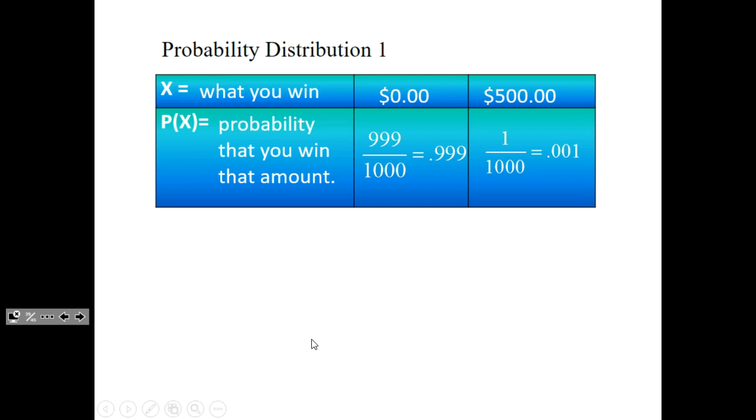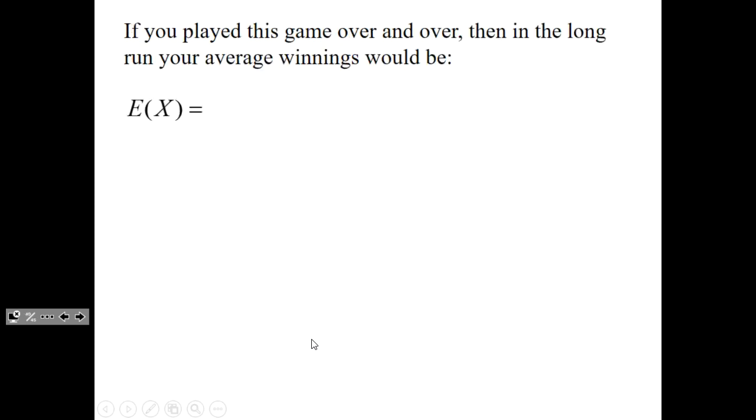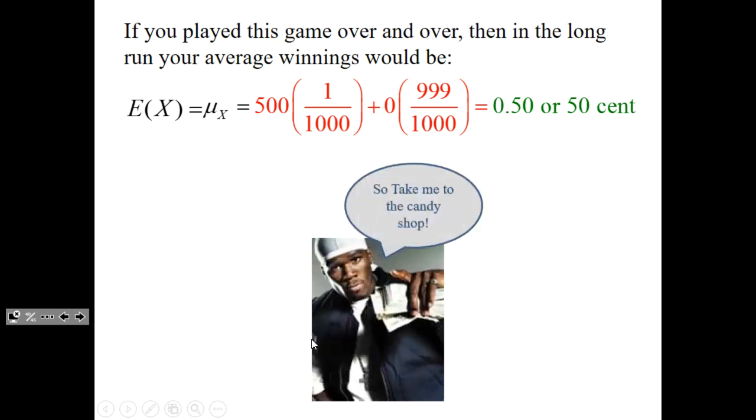Well, if I took the average of 0 and 500, I get 250. But does that make sense in this situation? The answer is no, because you're not going to win 500 just as many times as you win 0. You're much more likely to win nothing than you are to win 500, so I can't just take the regular mean. Instead, I have to find the expected value. If I do that, 500 times 1 out of 1,000 plus 0 times 999 out of 1,000, you win 50 cents. So take me out of a candy shop, buy me some bubble gum.